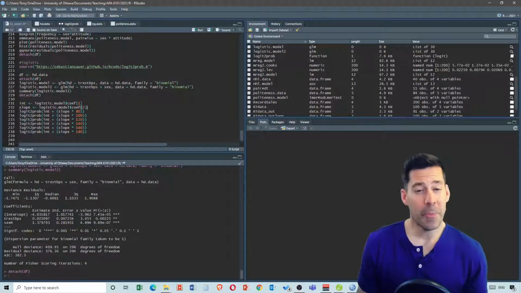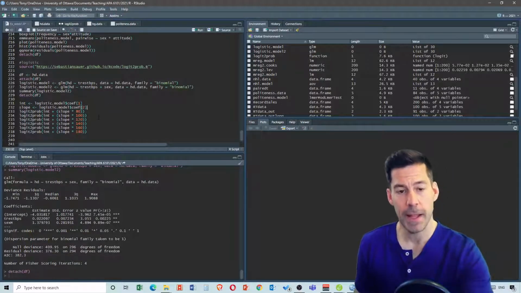So, hope that gives you a good understanding of how we do logistic regression in SPSS and JASP and R. There are a lot more details that you can get into, but I wanted to give you the basics on how you run these analyses.